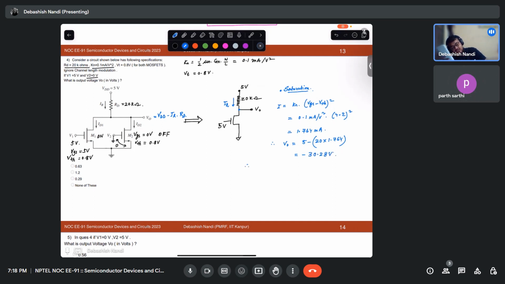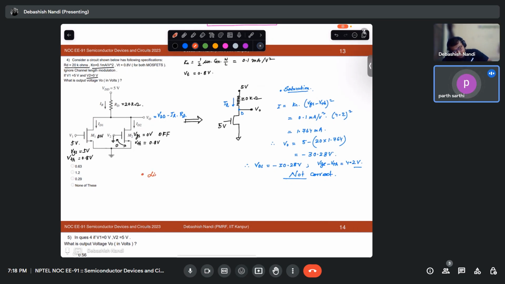Okay. So this is your D terminal. So your VDS is minus 30.28 volt and your VGS minus VTH is 4.2 volt. So does it satisfy the saturation condition? No, not correct. So what we'll do? We'll go to the linear equation, the linear region, right? In that region, what is my I?